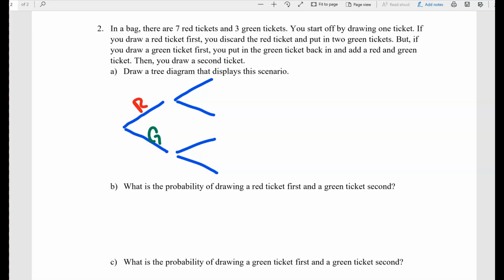Now in total, how many tickets do we have? Well, we have 7 red tickets and 3 green tickets, which is a total of 10. So for red, we have 7 out of 10. That's the probability of that occurring. And for green, we have 3 out of 10. All right, so that's our first draw.